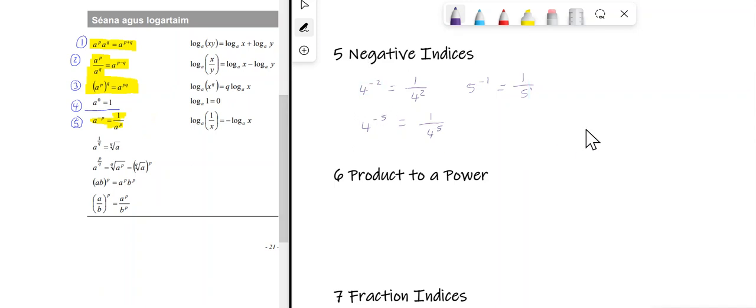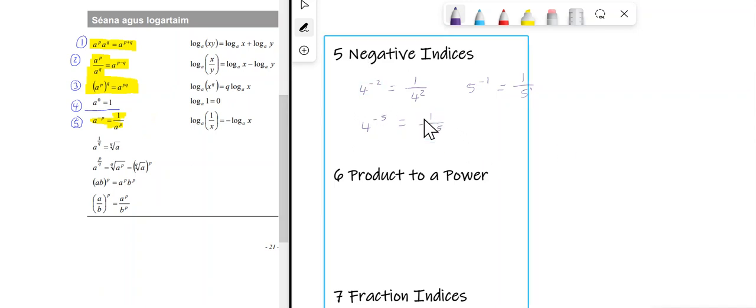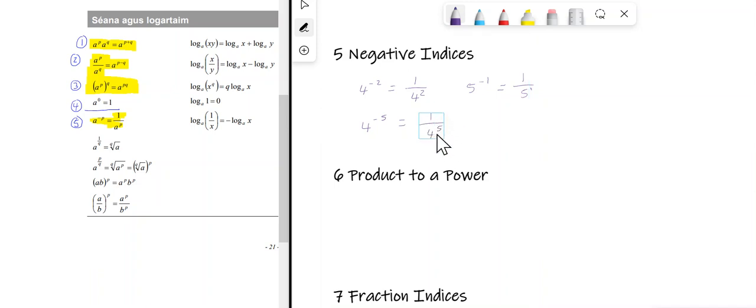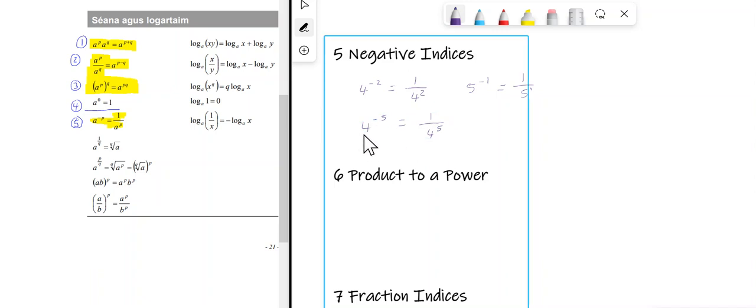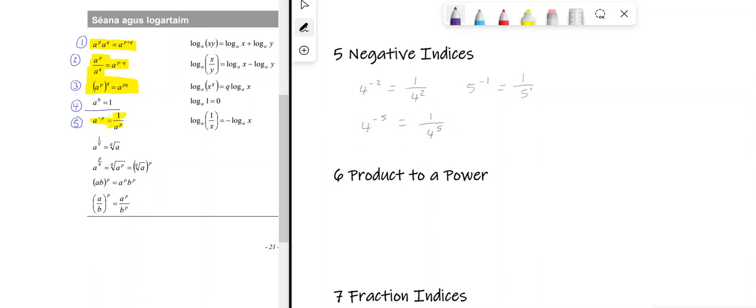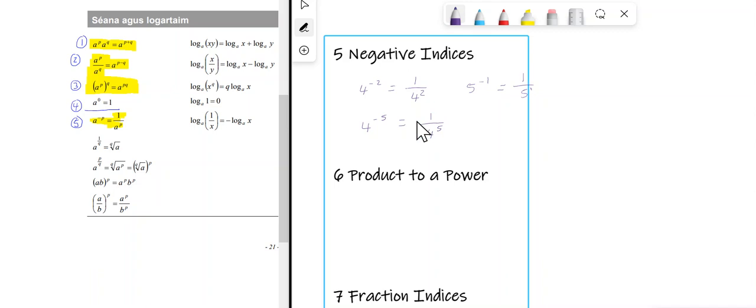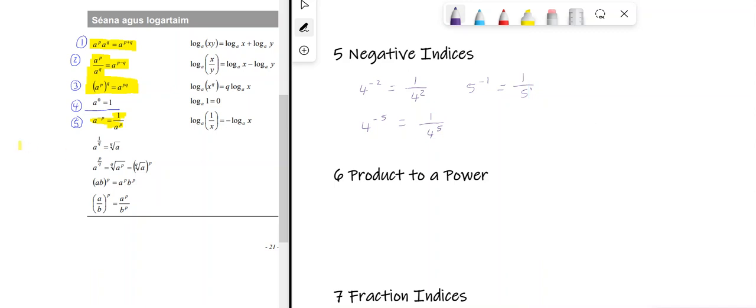So sometimes when you're doing questions, it might give you an equation that looks something like that, and then in order to make it easy, we can convert it back to something like that. So again, remember these rules go both ways as well. So 1 over 4 to the power of 5 can be written as 4 to the power of negative 5. Okay, so that's the negative indices rules, and that's the fifth rule.